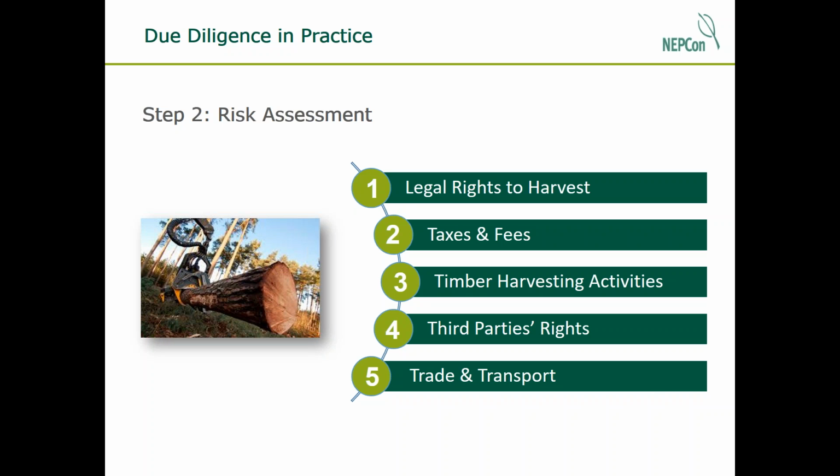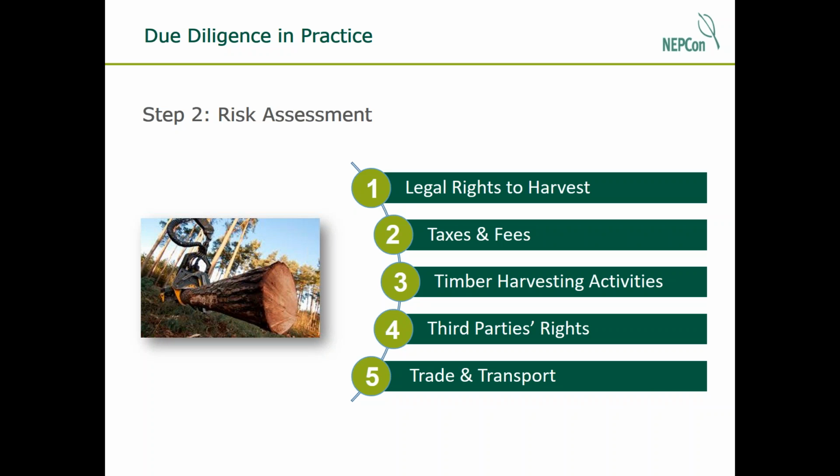Now, there are 5 main categories of issues that we want to be looking at when assessing whether our timber was legally harvested, and these are actually set out in the EU timber regulation to guide operators. These cover things like legal rights to harvest. Was the land legally owned by the forest manager? Taxes and fees. Was VAT paid on the sale of those timber products when they were sold? Were stumpage fees paid? Timber harvesting activities. Is it legally required to have an environmental impact assessment before you harvest your timber? Were legally required harvest permits applied for and in place before the timber was harvested?